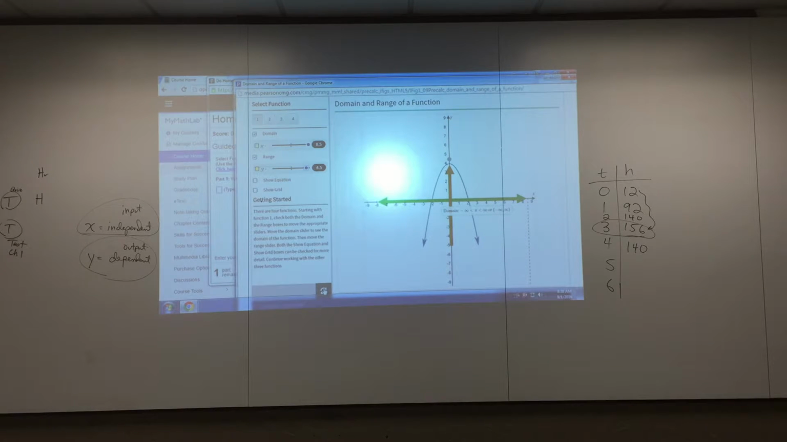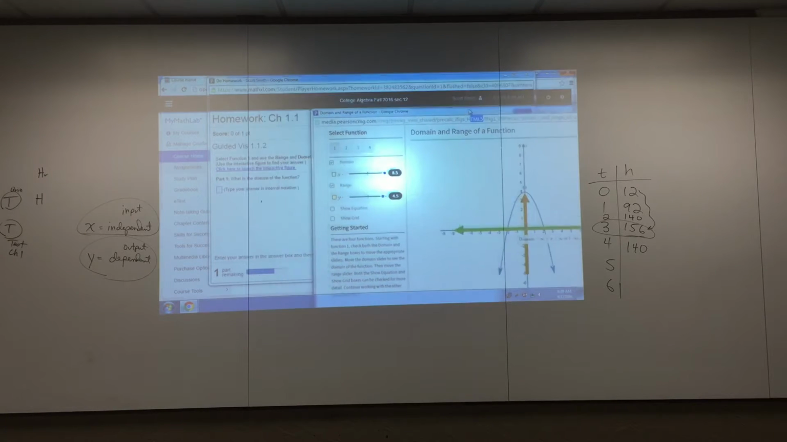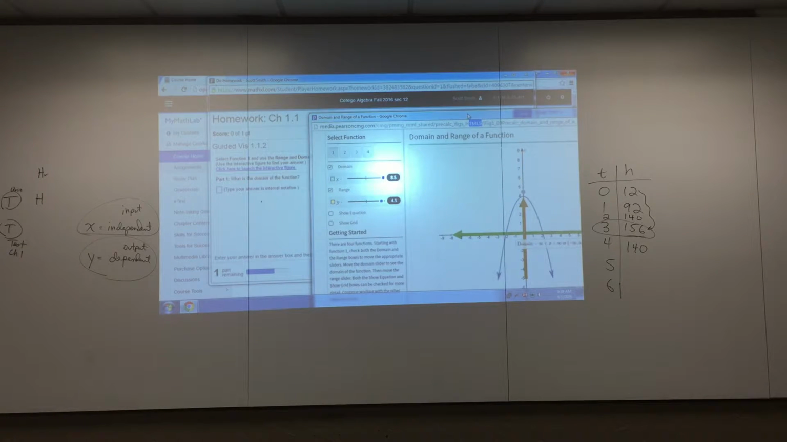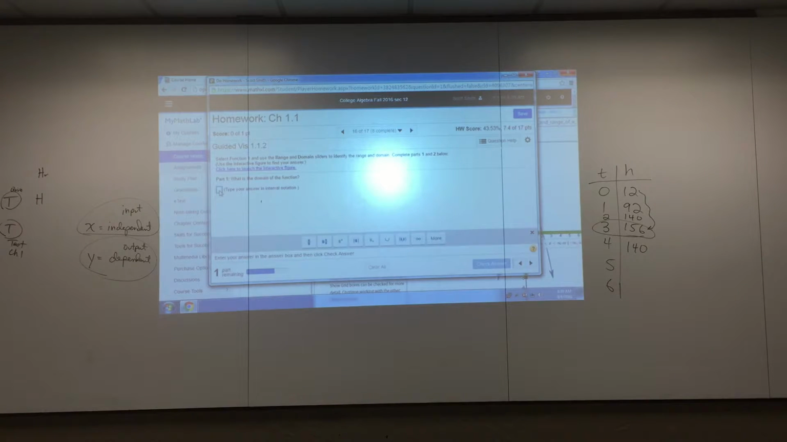So now what do I do? You gotta help me with this homework. And then you type it in the homework itself. Oh, part 1, what's the domain of this function? So I gotta go over here and type it in. Oh, I looked at the picture. I got you. Is that what I'm doing? Type your answer in interval notation. How do I type in negative infinity? Negative infinity. There it is, huh?